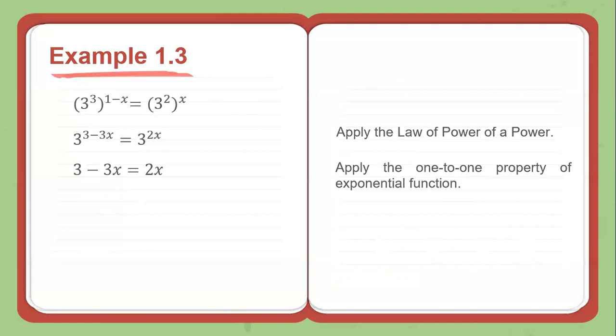Now we will have 3 minus 3x is equal to 2x. Simplifying the equation by combining similar terms, we will have negative 5x is equal to negative 3. And dividing both sides by negative 5, we will obtain x is equal to 3 over 5. Therefore, our solution set is the set containing 3 over 5.